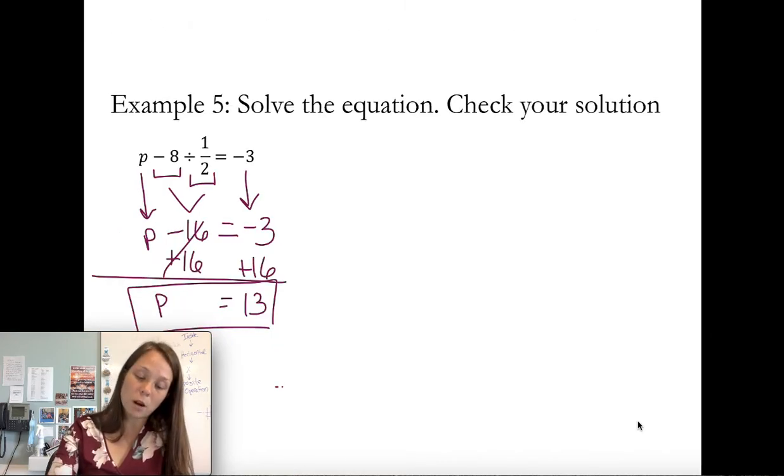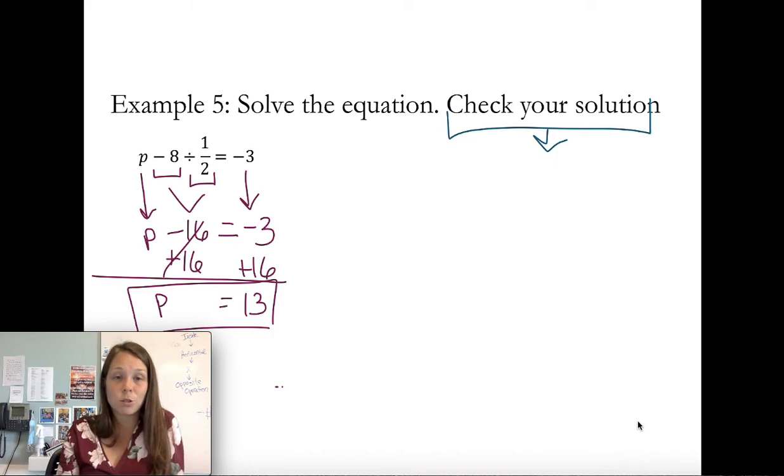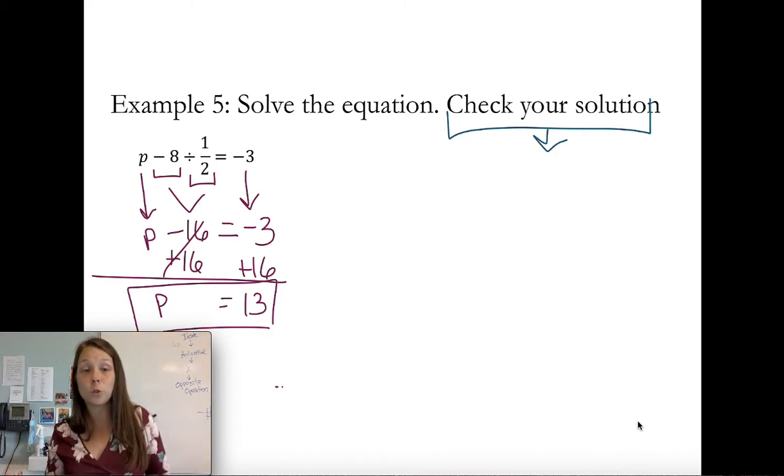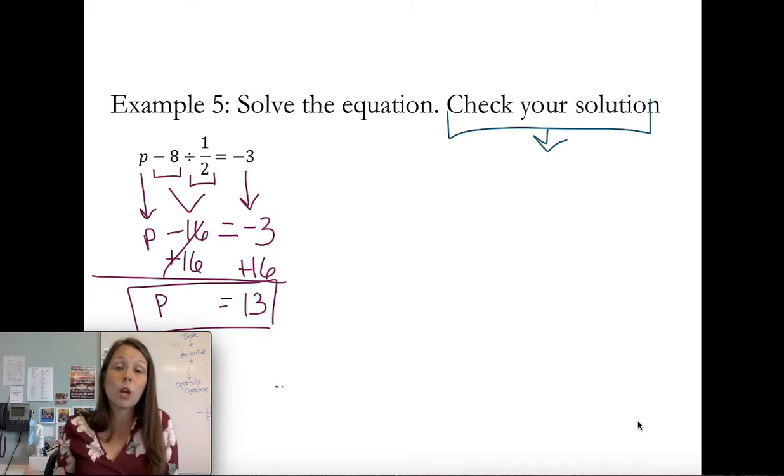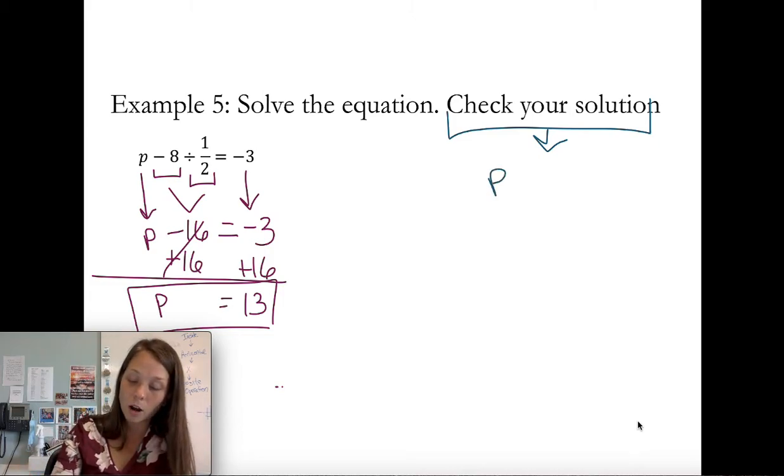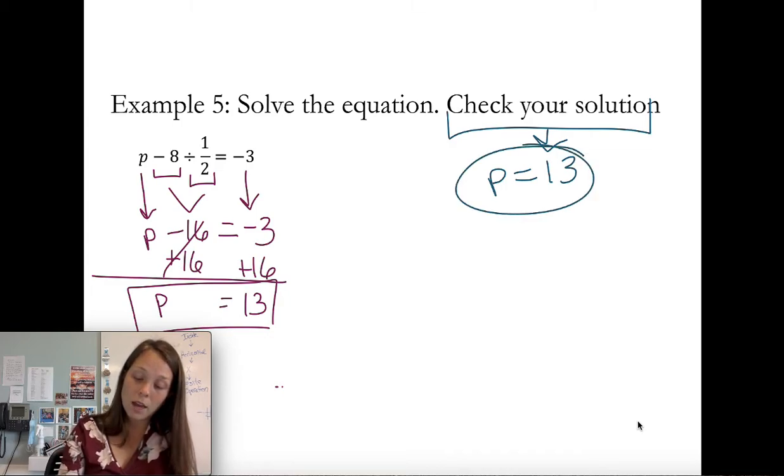Now, this next part says to check your solution. We haven't necessarily seen that yet in our instructions, but it's always a good idea to check your solution. It's a really powerful tool to be able to say, hey, I know that this is the right answer because when I check my work, everything makes a true statement. So checking your solution means we're going to take our answer of p is equal to 13, and we are going to plug that in to the original problem.